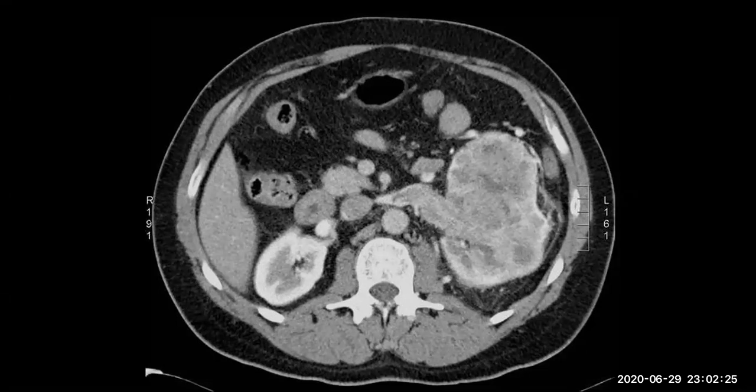Okay, there is a filling defect in the left renal vein. As we said, we can appreciate a filling defect involving the left renal vein, associated with bulkiness of the left kidney, numerous hypodensities within, and surrounding fat plane stranding. That kidney, is it a normal shaped kidney or abnormal shaped kidney?